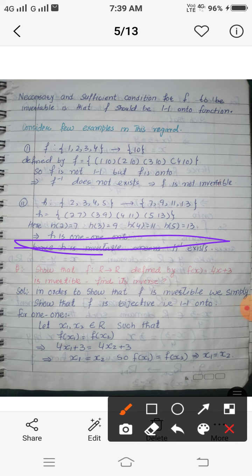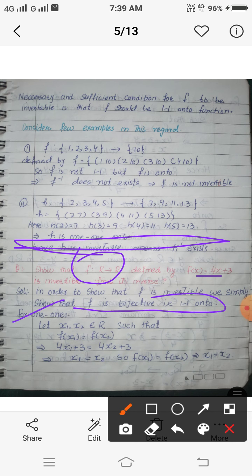Now the second question: we have to show that f from R to R, that is from real to real, defined by f(x) = 4x + 3, is invertible, and we have to find its inverse. How do we show it is invertible? We simply show that it is bijective, that is, it is 1-1 and onto.